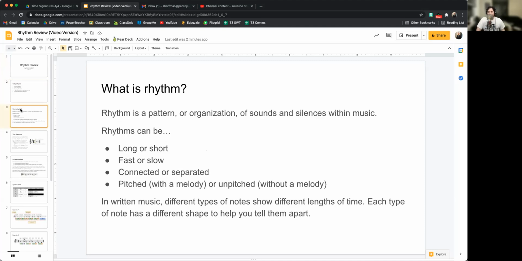What is rhythm? Well, rhythm is a pattern or organization of sounds and silences within music. Rhythms can be long or short. They can be fast or slow. Rhythms can be connected or separated. Rhythms can be pitched, or unpitched.